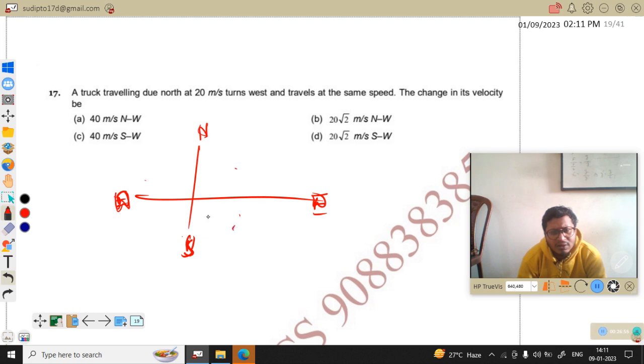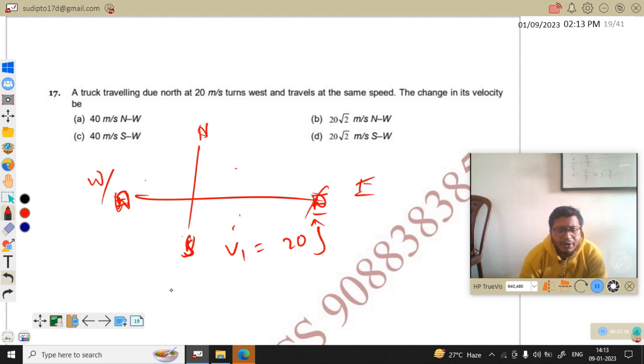Okay, the truck turns west. So this is north, this is west, this is east, this is south. First it is moving 20 meter per second, so V1 equals 20 j cap. V2, turned in this direction, is moving west, so V2 equals minus 20 i cap.